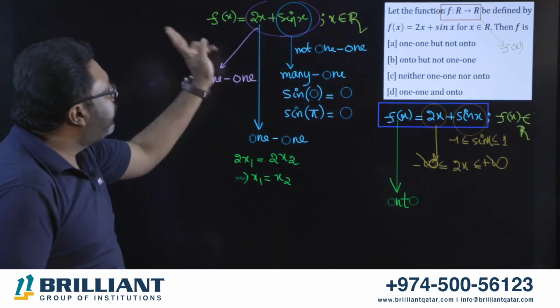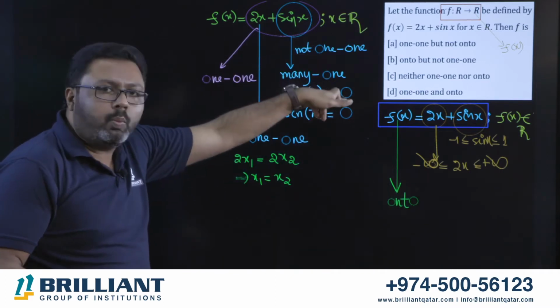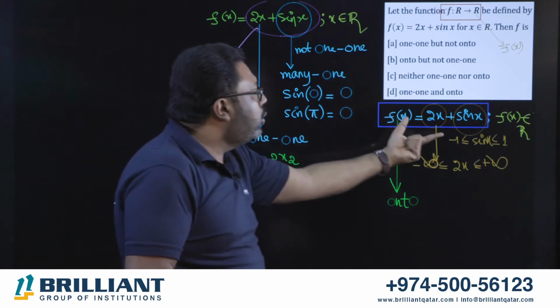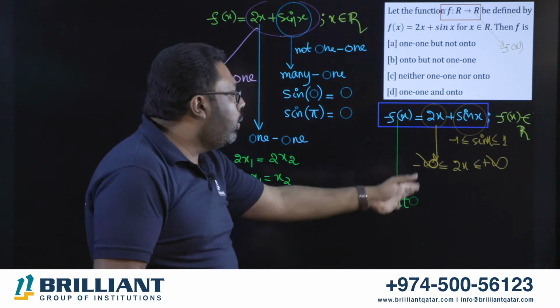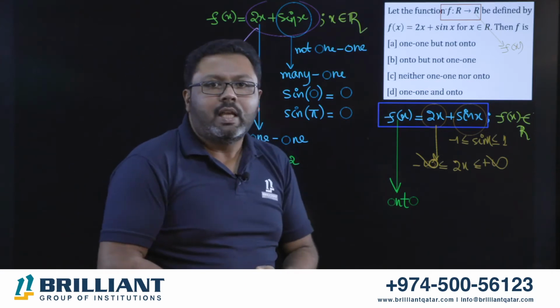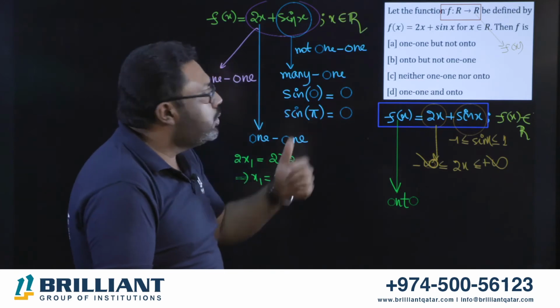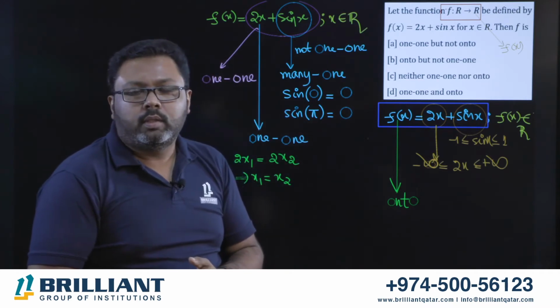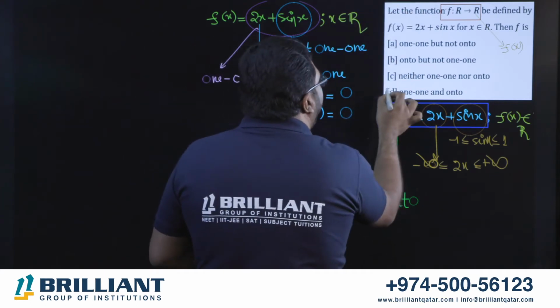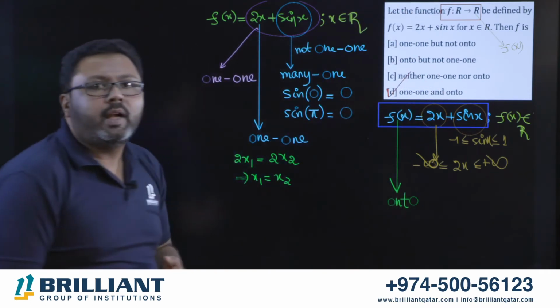So the combination of 1-1 and not 1-1 is always 1-1. And the combination of onto and not onto is always onto. Because of the presence of this 2x function, this 2x plus sin x is going to become onto. So what is my answer? It is 1-1 and onto.